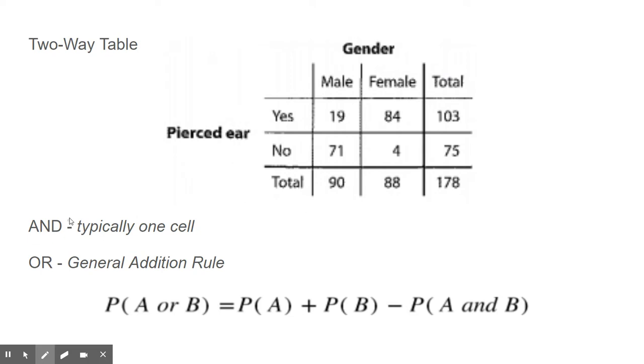So when you do an and problem, it's typically one cell. So this 19 is male and pierced ear. If you're doing an or, you have to use the general addition rule. So say it's male or have a pierced ear, you would take all the males, 90, you would take all the pierced ears, 103, and then you have to subtract where they overlap, the 19, so that you make sure you don't count the same group twice. So in these problems I'm going to do with you, we're going to make two-way tables and solve.